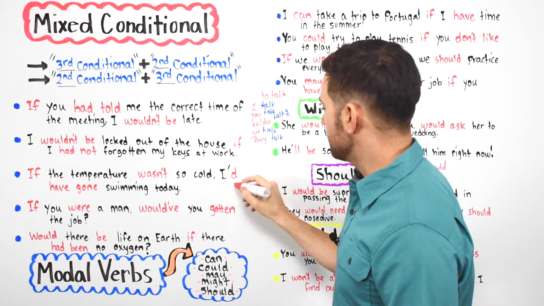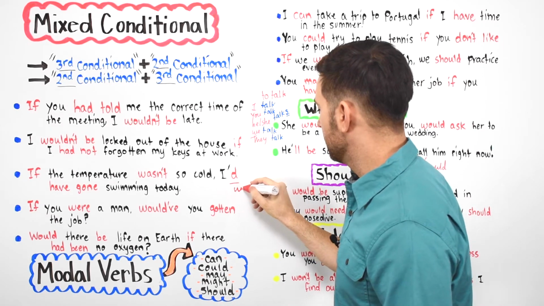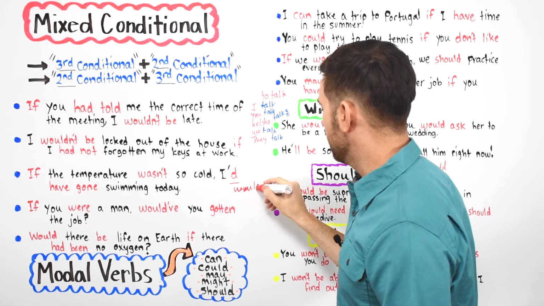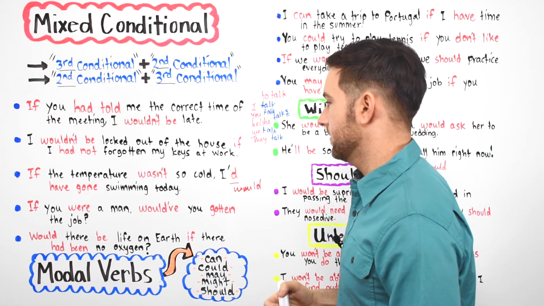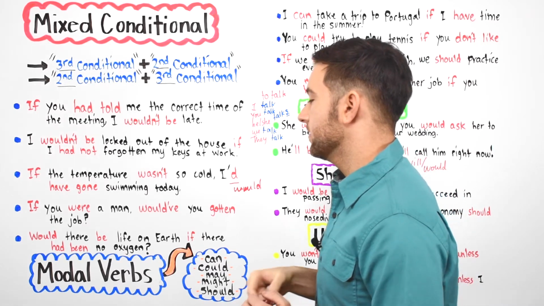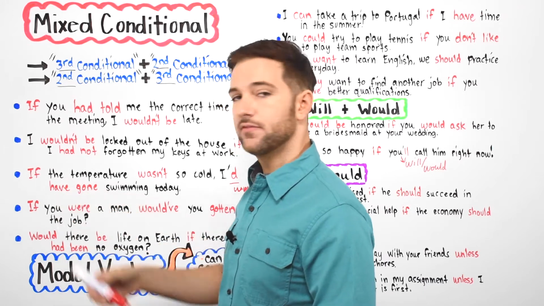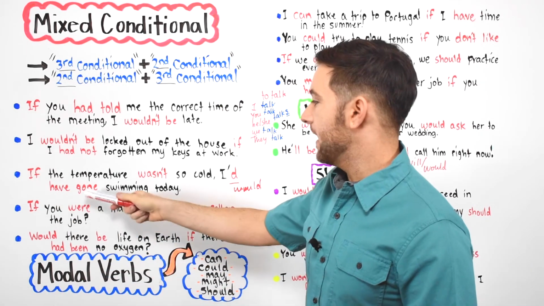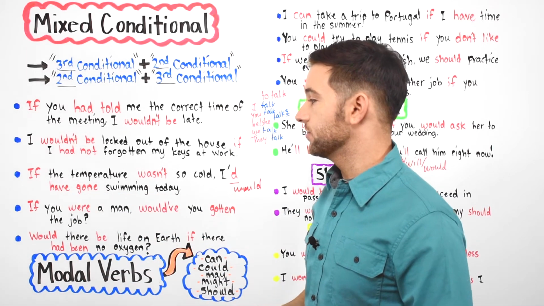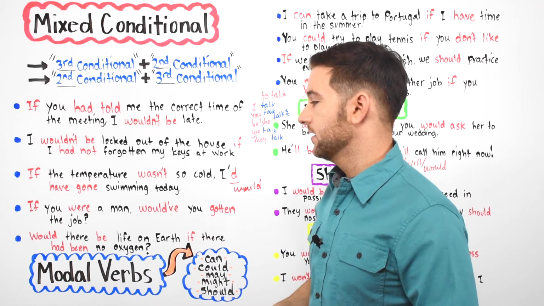That's basically just, I would have gone swimming today. Okay? And here you can see we have the verb have, and then we have the past participle of to go, which is gone, right?